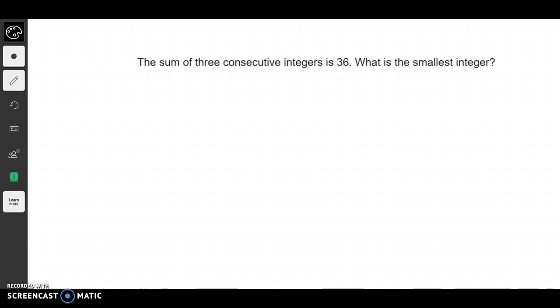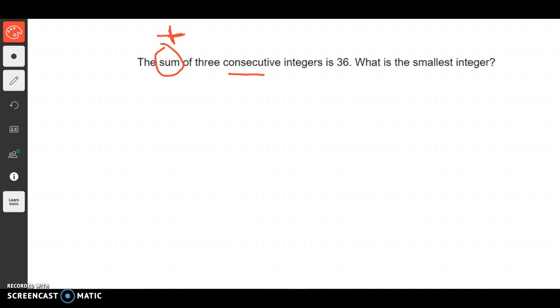Okay, so today let's talk about the second type of problems, which are consecutive integer problems. Now in consecutive integer problems, what I like to do is read through and see what they're asking for. As you can see, it says the sum of three consecutive integers is 36. So this word sum means to add. And you might go, what does this word consecutive mean?